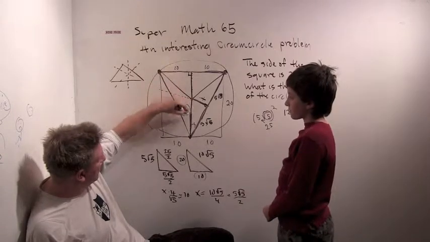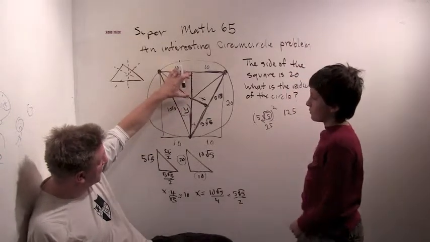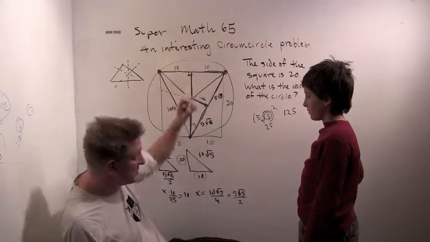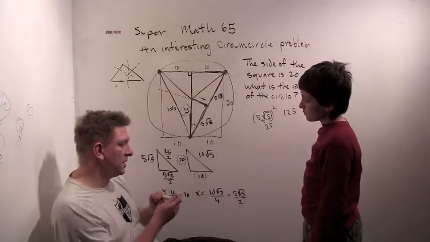Hopefully it should be the same number. If this is 25 halves, remember this was 20 tall, so we just figure out what that is and then do the Pythagorean theorem to check that if we wanted to. But we don't need to do that right now.